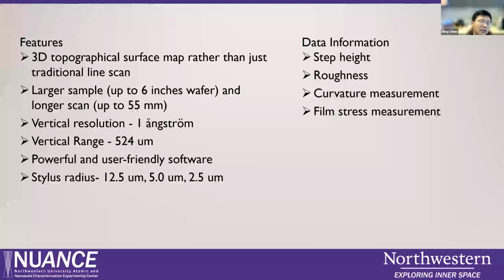Because with others, you have to focus and adjust a lot of setup. With this one, you don't even need to focus, just land on your sample and start. It's very quick, so it saves a lot of time. The stylus radius we have now is 12 micron, 5.2, and the typical one we install is 5 micron.